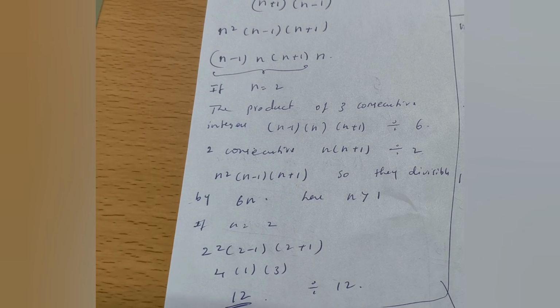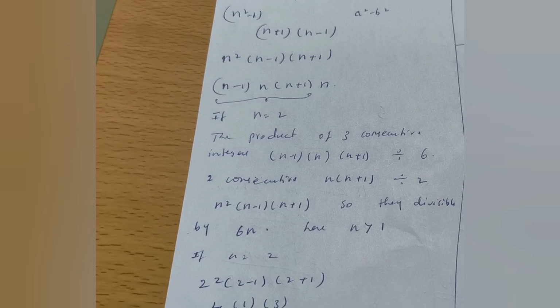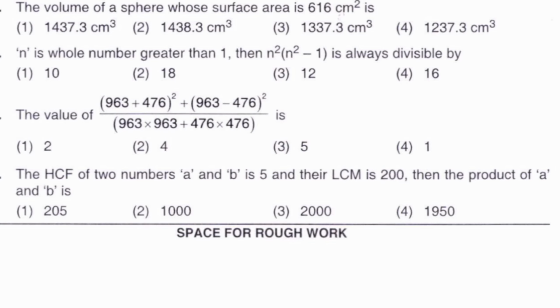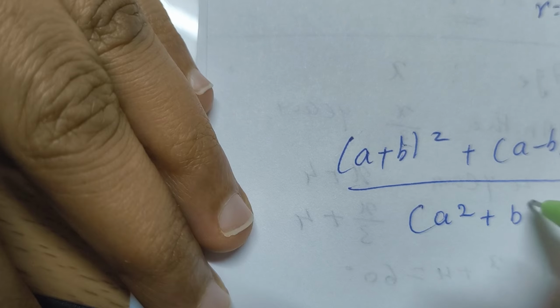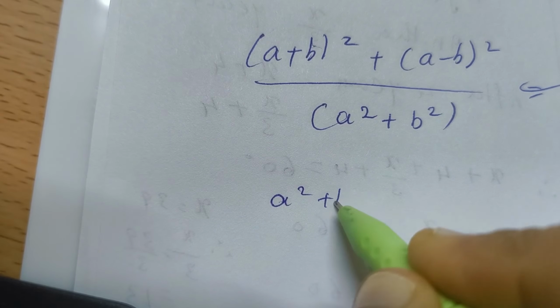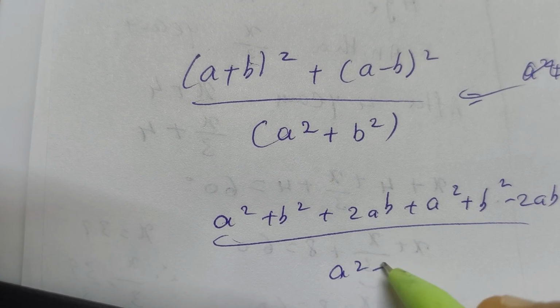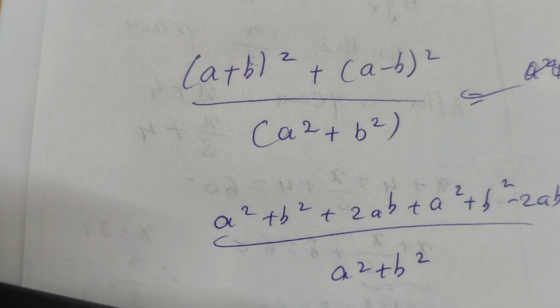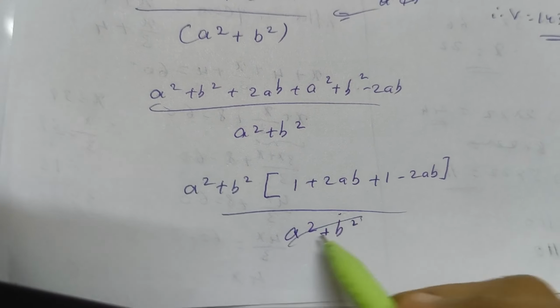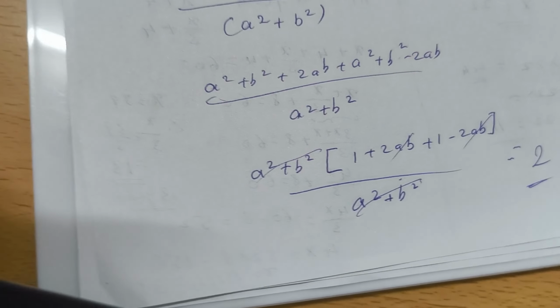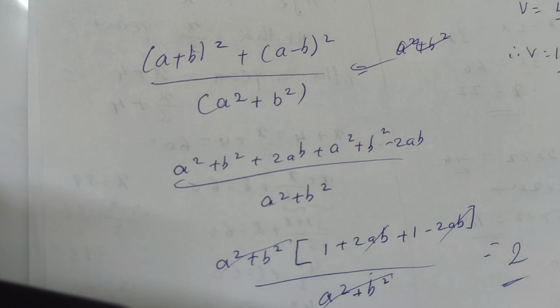The value of 963 plus 476 whole square plus 963 minus 476 whole square divided by 963 into 963 plus 476 into 476. So here we can use the formula, that is a plus b whole square plus a minus b whole square equals 2 times a square plus b square. So by substituting, you will get the answer as 2, option 1.